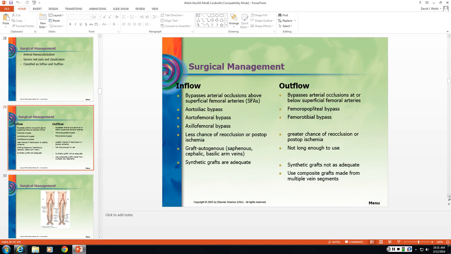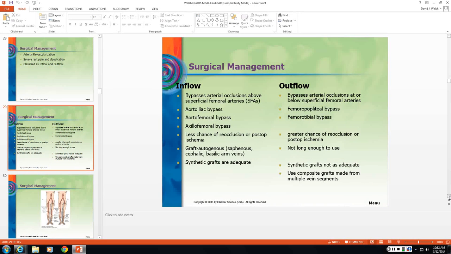Your inflow basically bypasses arterial occlusions above the superficial femoral arteries. They're usually done as aortoiliac, aortofemoral, or axillofemoral bypasses. There's less chance of any kind of reocclusion or post-op ischemia when you do an inflow. The graft is autogenous, so it's going to be from the saphenous, celiac, or basilic arm veins. Sometimes they use synthetic grafts, and these usually will work okay.